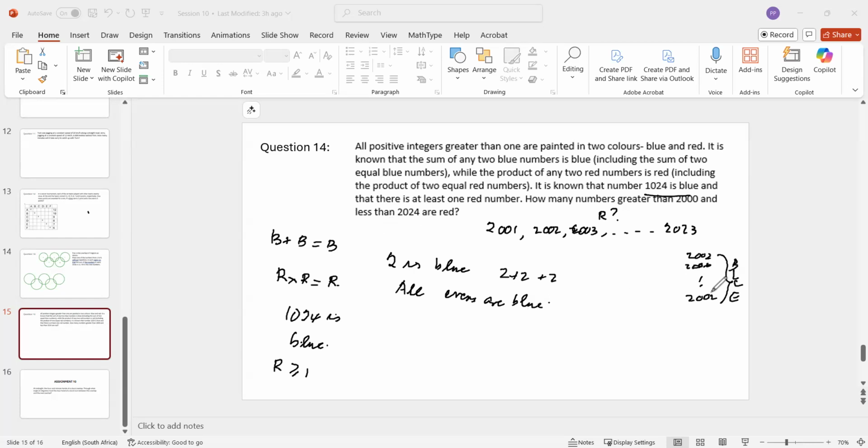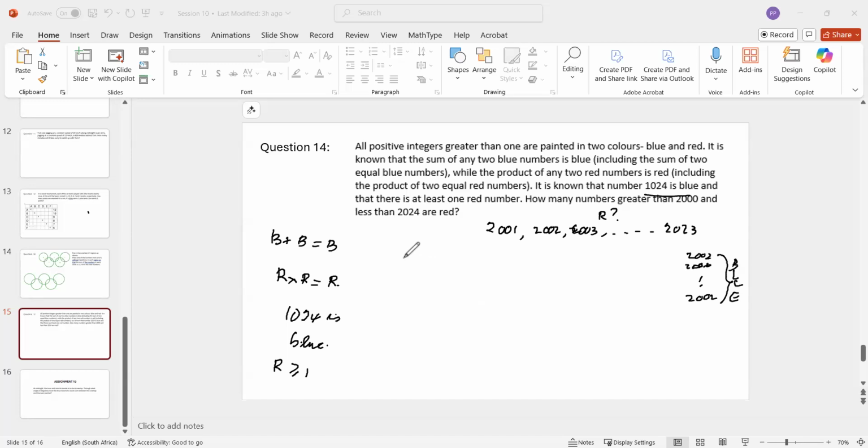All right. So how do you attend to that? Okay. So I'd like to prove now that all the odd numbers are red. Then I will be able to count it easily. So let me try to prove that all odd numbers are red. Let's start with 1. I'm going to prove that it's red.